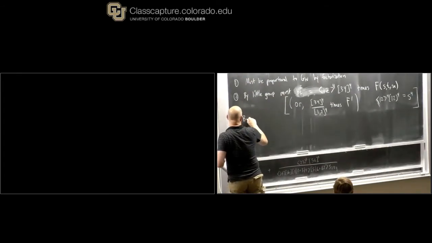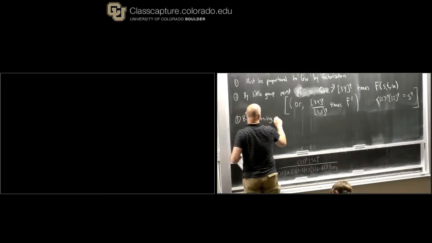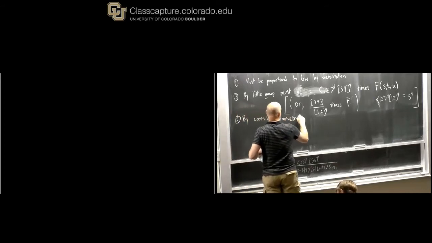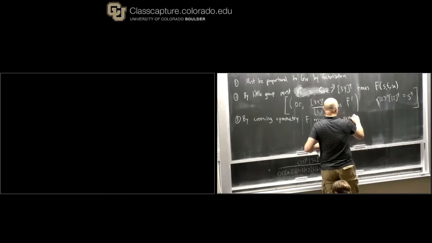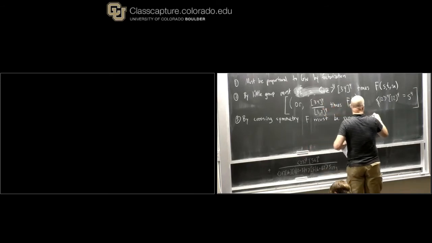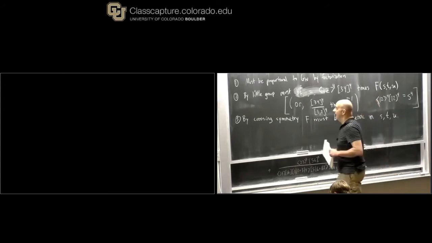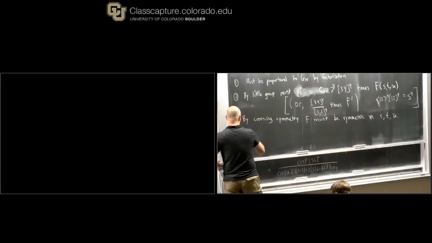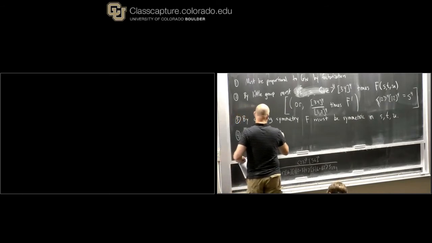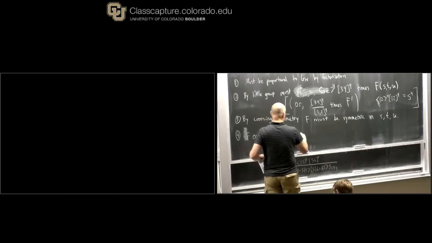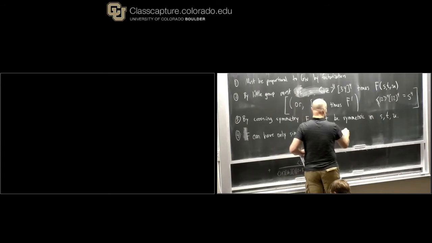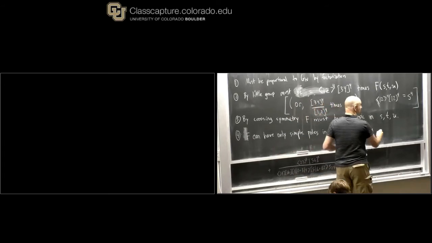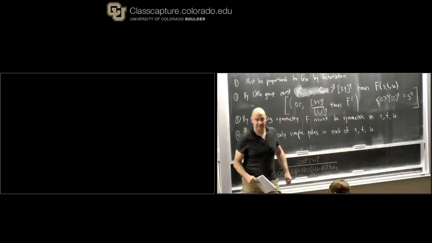Number 3 is by crossing symmetry. F must be symmetric in S, T, and U. And the fourth is F can have only simple poles in each of S, T, and U. Tree-level amplitudes can't have double poles.